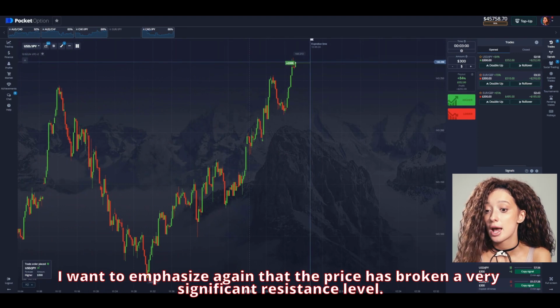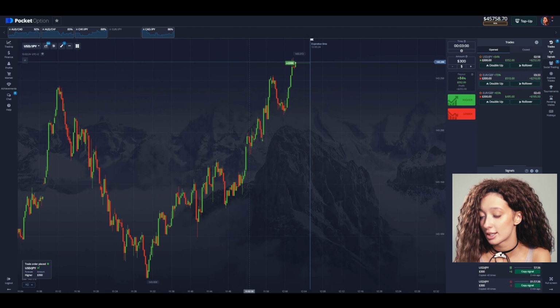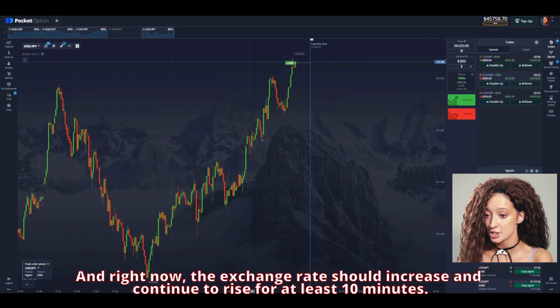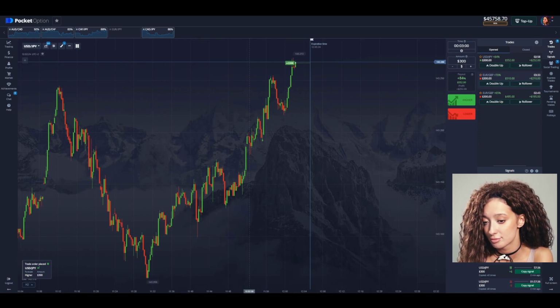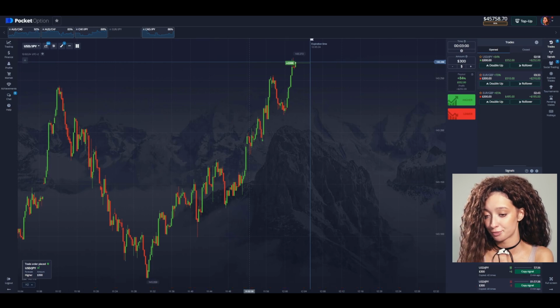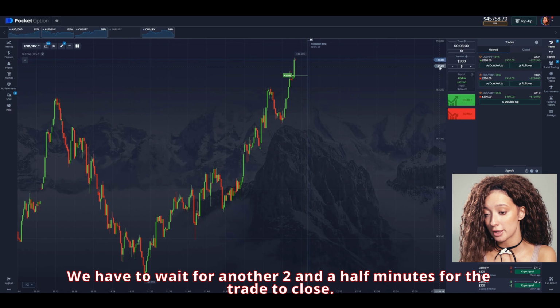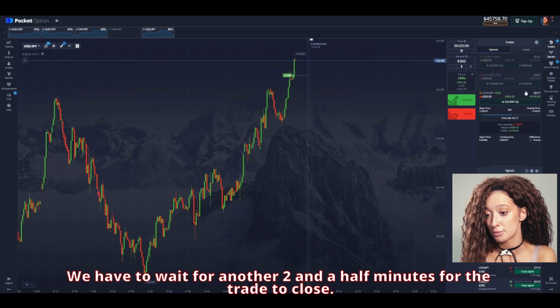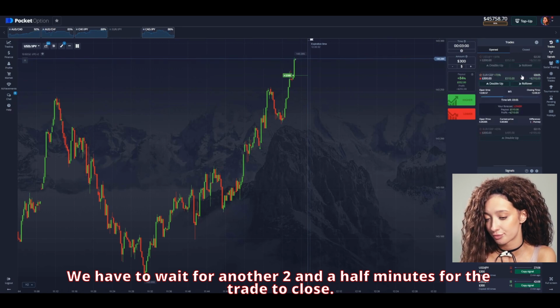I want to emphasize again that the price has broken a very significant resistance level. And right now, the exchange rate should increase and continue to rise for at least 10 minutes. That's why I'm entering an upward trade right here. We have to wait another 2.5 minutes for the trade to close.